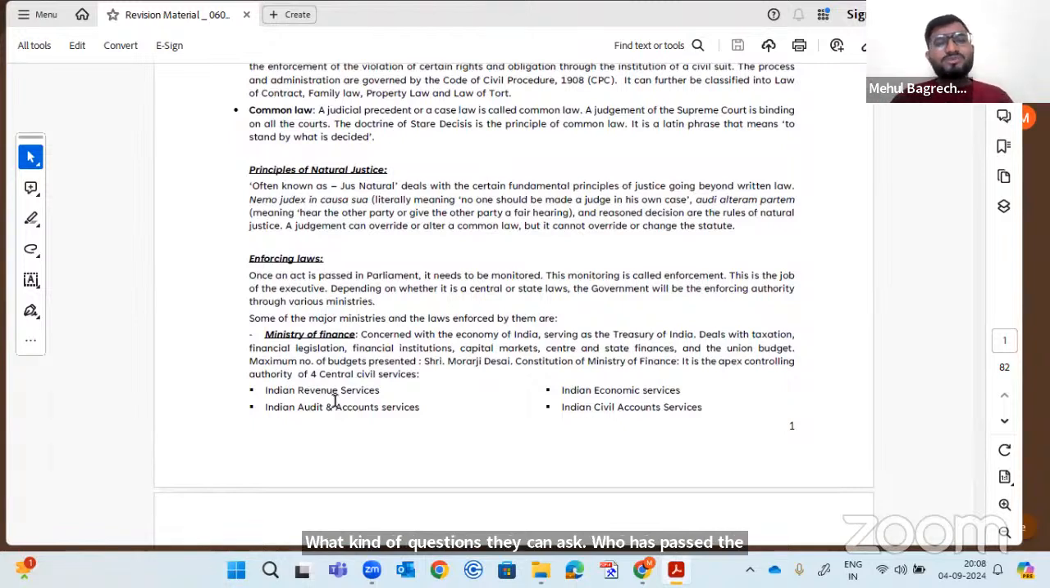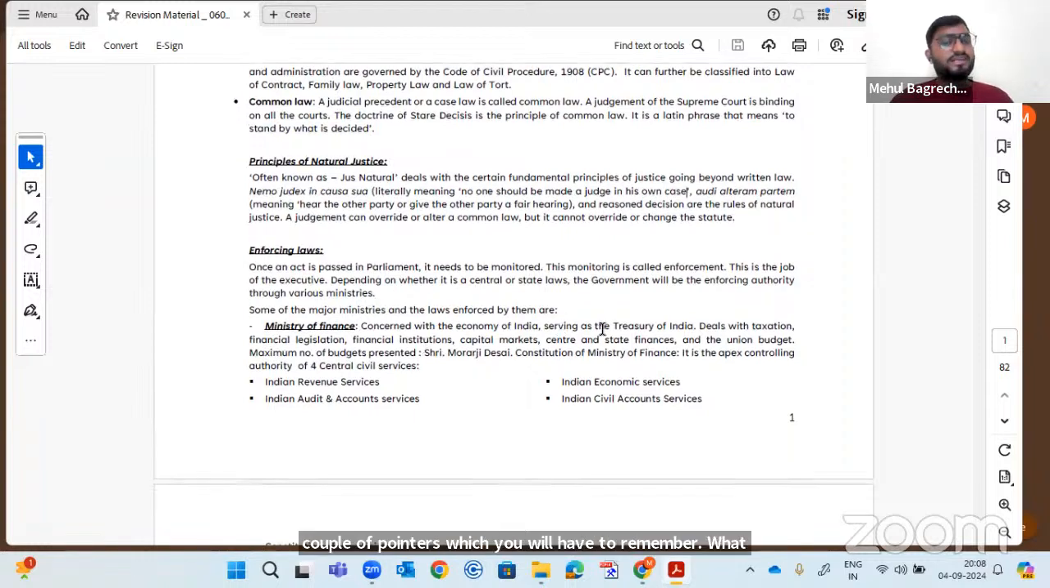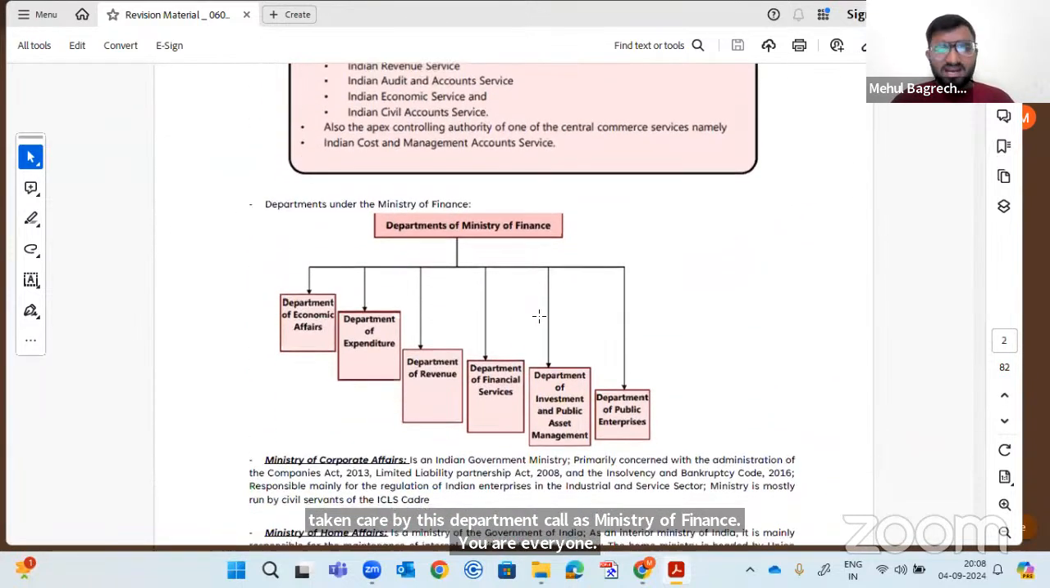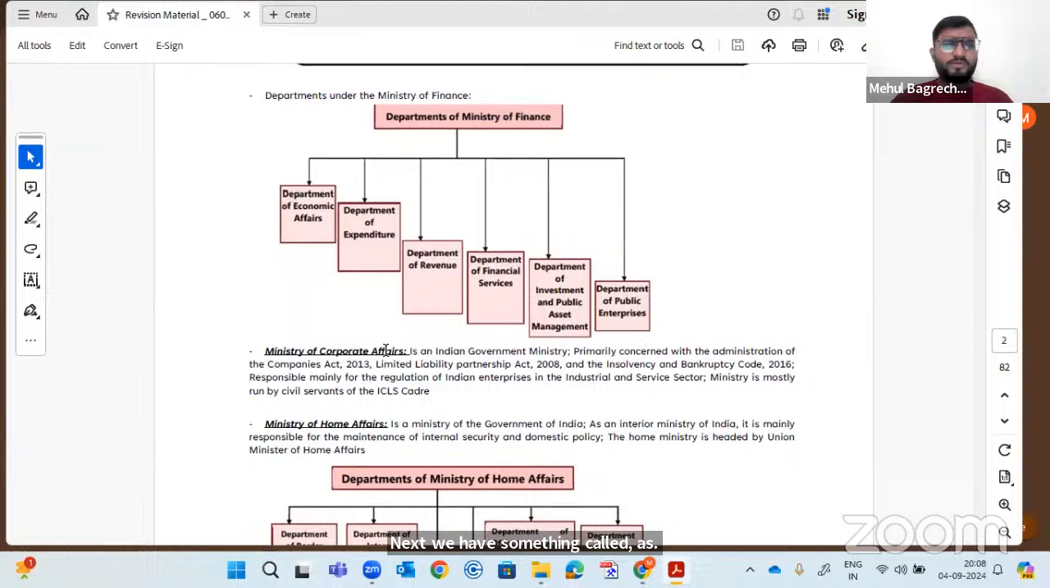So a couple of pointers which you will have to remember. What is the role of this Ministry of Finance? They take care of the treasury of the country. Very, very important. They take care of taxes. They take care of the financial legislation, all the financial institutions, capital markets, center and state finances. Everything is taken care of by this department called the Ministry of Finance. Clear, everyone?